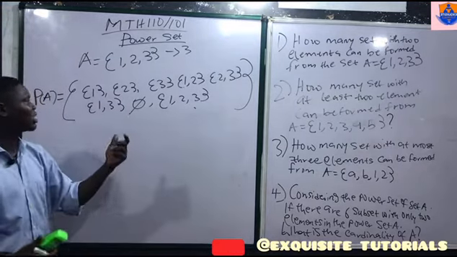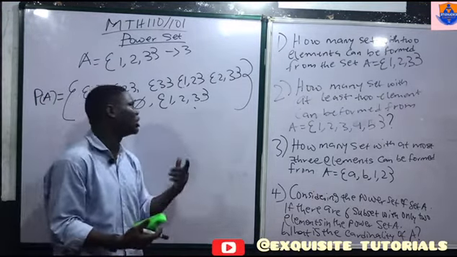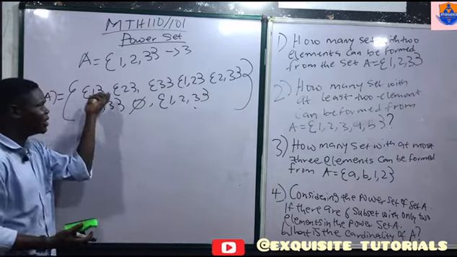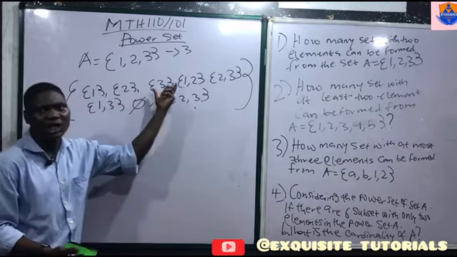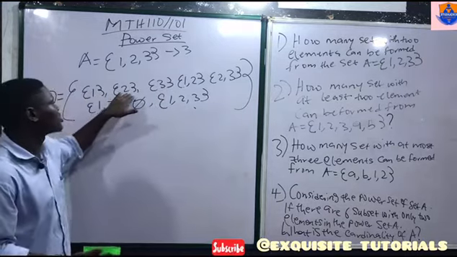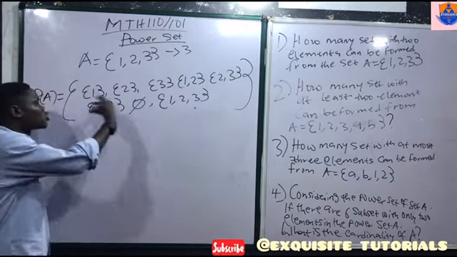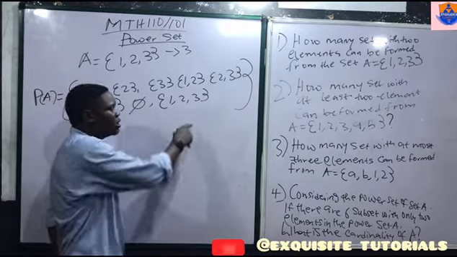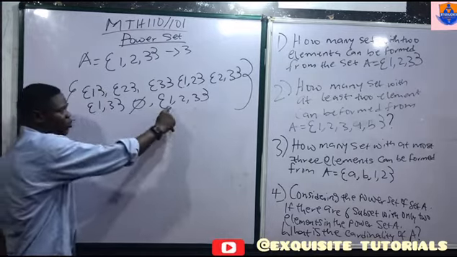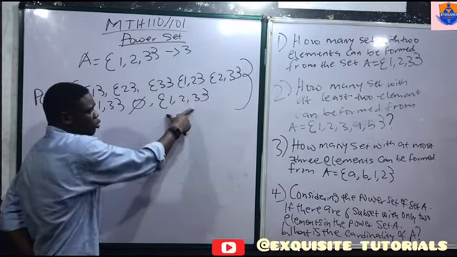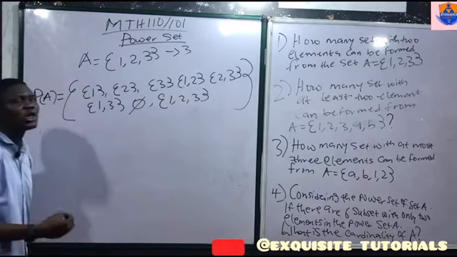You can also be asked, how many subsets have only 1 element? This one has 1 element. This one has 1 element. This one has 1 element. So there are 3 subsets here that have 1 element. You can be asked, how many subsets have only 3 elements? There is only 1 subset, 1, 2, 3. So there's a way you do that.